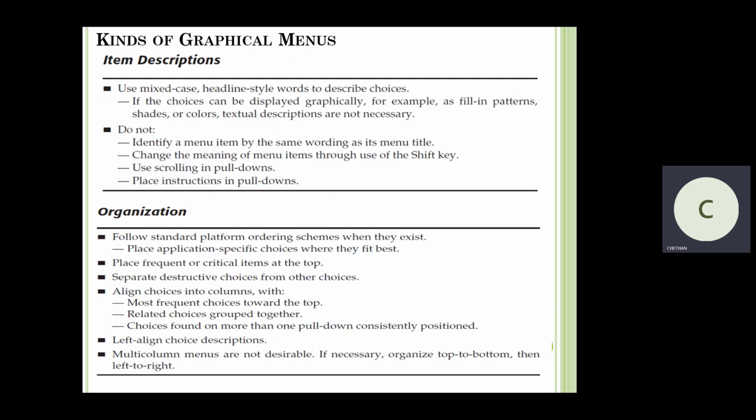So what are the item descriptions? What all should be there, and how should it be there? You can use mixed case, or you can go for headline style words, and it can have data displayed graphically, such as fill-in patterns, shades, or colors, and textual descriptions. They may not be necessary, and you can use mixed case, headline style, any case, whichever you feel comfortable. Now, what is the main thing which you should not do? Identify the menu item by the same wording as its menu title. This is something that needs to be kept in mind.